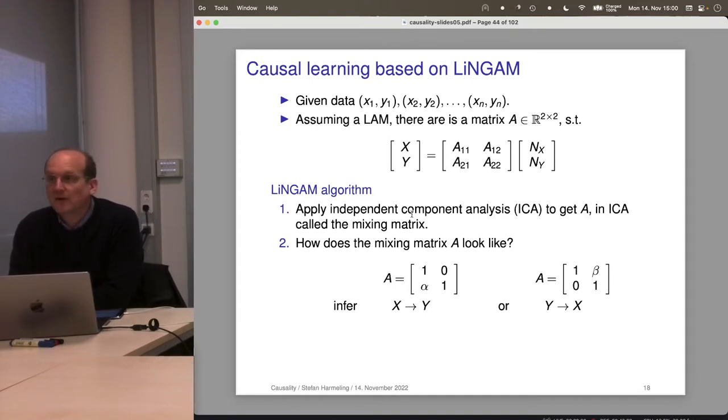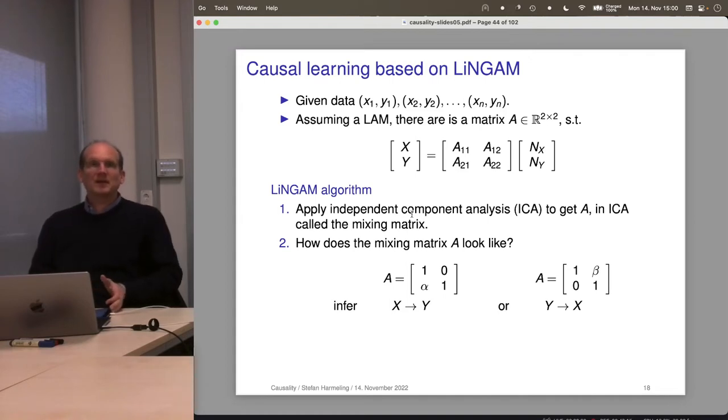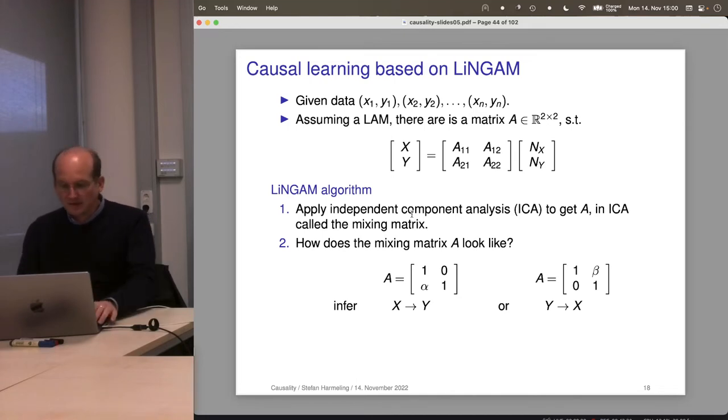I'm not sure, have you ever heard of ICA? Yes, no? Who has heard of ICA? No one. Okay. So ICA is a method that is somewhat like PCA. Have you heard of PCA? Principal Component Analysis. I draw a picture for you.